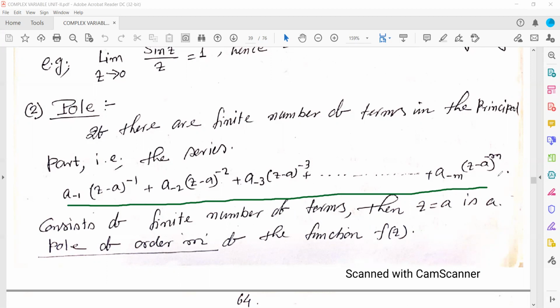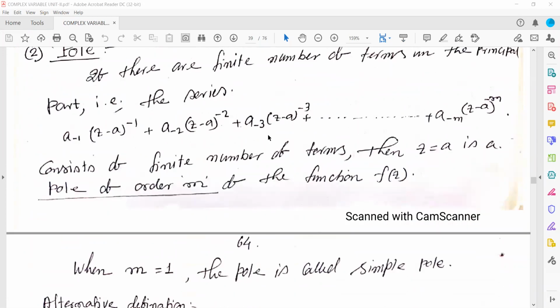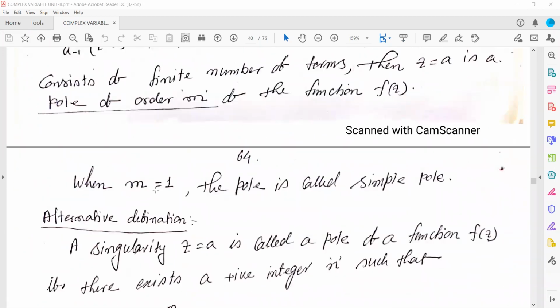And what will be the order of that pole? The order of the pole we get by taking the highest power in this expression. Whichever is the highest power, that you need to consider. The highest power is m, so the pole is of order m of the function f(z). Like this we can find the pole. And when m equals 1, that means if the order is 1, then that is called a simple pole.